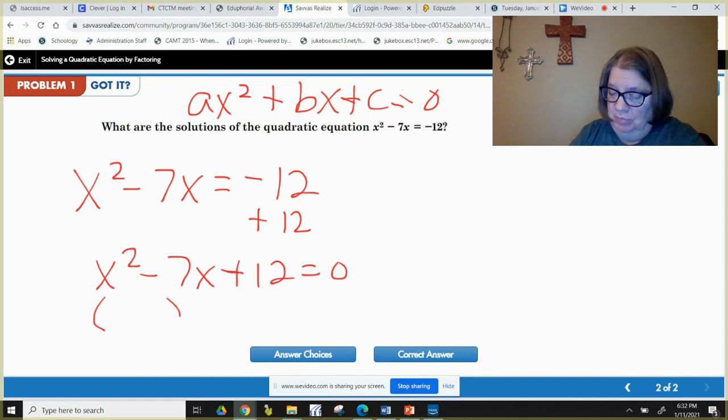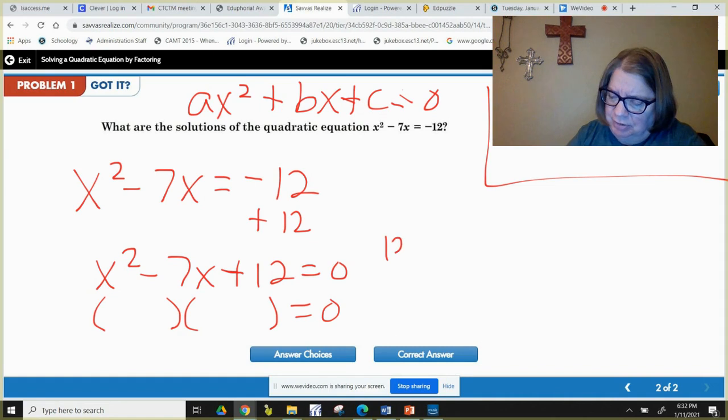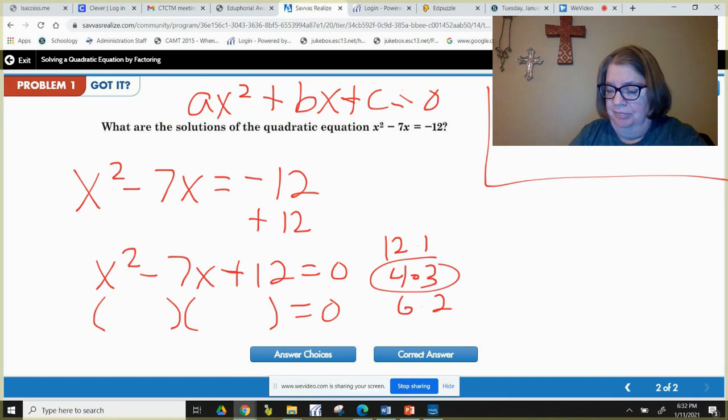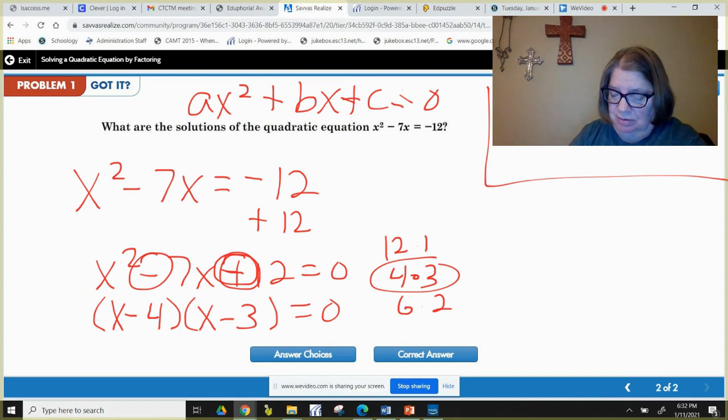Then we can factor. You remember earlier we found numbers that multiply to 12 and add to 7? Think about your factors of 12: 12 and 1, 4 and 3, 6 and 2. Which ones add to 7 would be your 4 and 3. We need the same sign because they multiply to positive, and we need both negative because they add to negative 7.